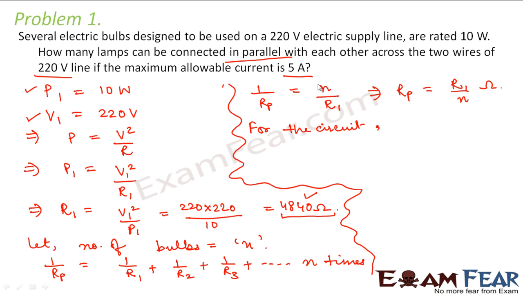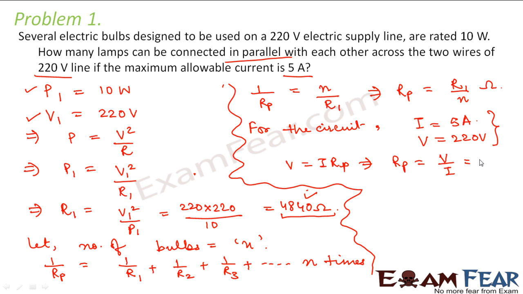The maximum allowable current is 5 amperes. And what is the potential difference across the circuit? That is 220 volts. So using this data from Ohm's law, we can calculate the value of equivalent resistance of the circuit. If the equivalent resistance of the circuit is Rp, we can say V is equal to I into Rp, right? So from this we can calculate Rp as V by I, that is equal to 220 divided by 5, which comes out to be 44 ohms.